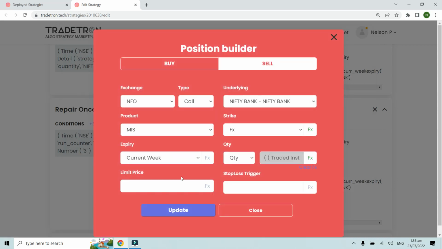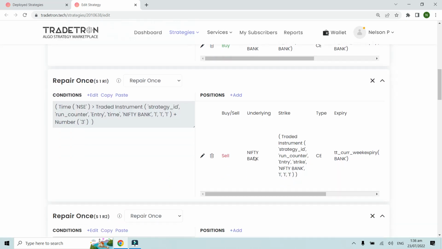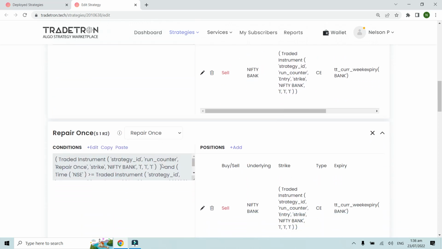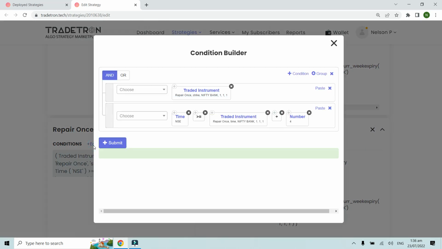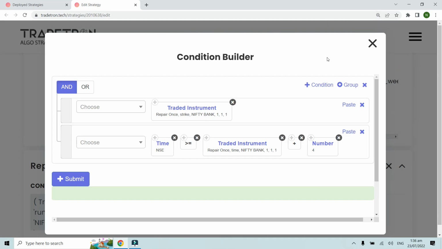Alright, so quantity fx is the formula that we will use over here. After the first repair once is triggered, in the second repair we will check that repair once 111, that is the first repair once, has already been traded. That means 2 out of 8 bought call options, we have already sold 2 call options. So how do we confirm that? Through this traded instrument: the traded instrument repair one strike 111 has been traded already. And after that, the time is greater than the traded instrument repair one's time.